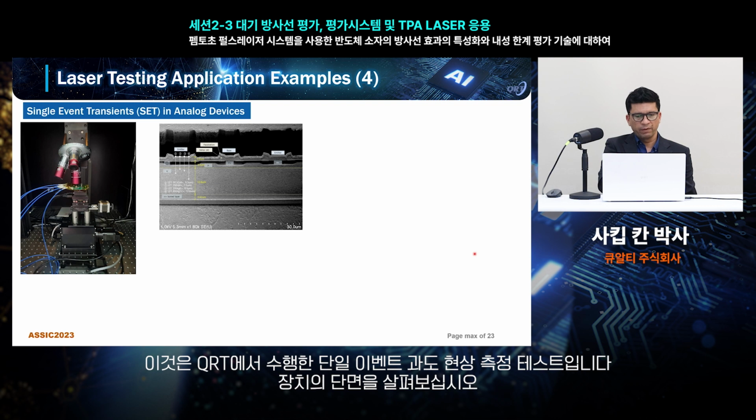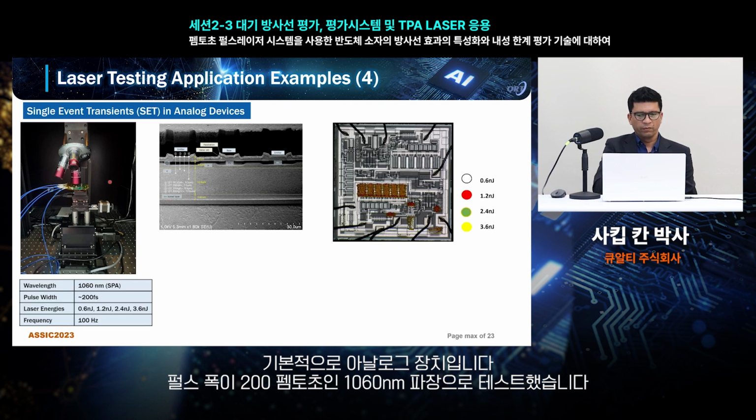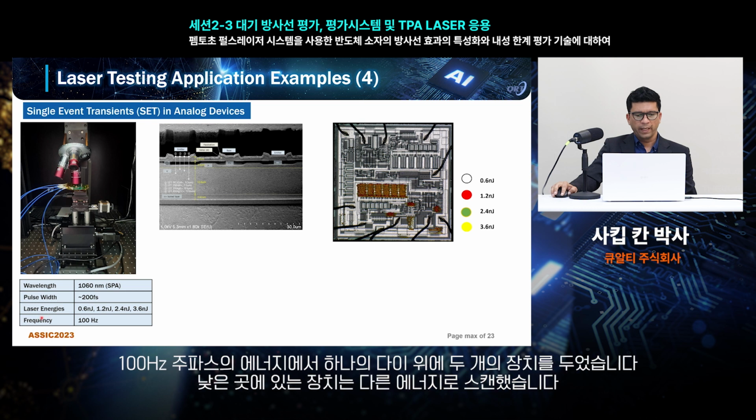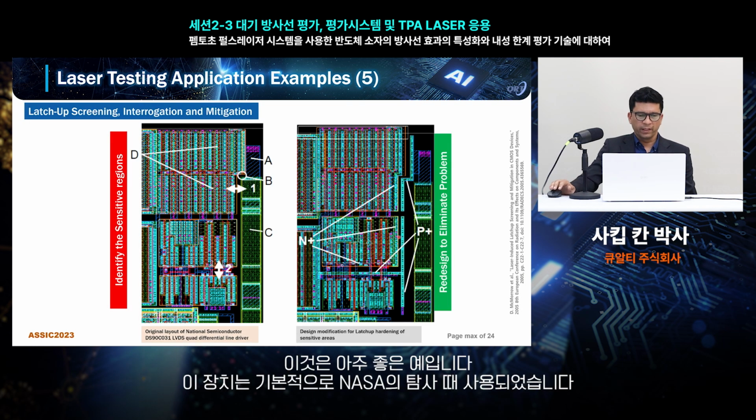This is a single event transient we performed at the QRT. And this is the cross-section of the device. This is basically an analog device, analog comparator. We performed the testing at 1060 nanometer at the pulse width of 200 femtosecond, at 100 hertz frequency. There are two devices on a single die. The lower device was scanned at these different energies, and the single event transients of different size and magnitude and shapes were reproduced.